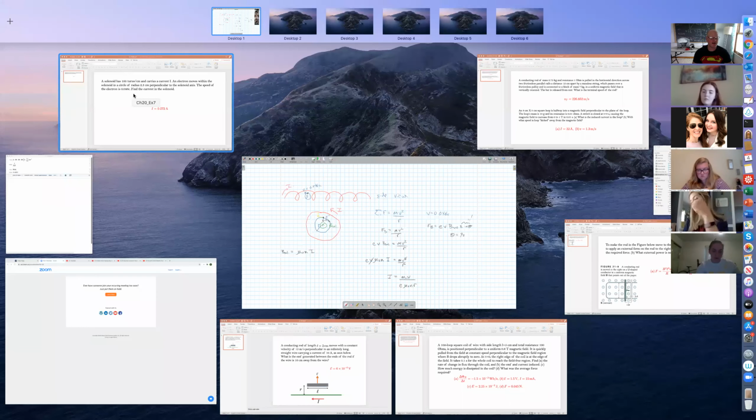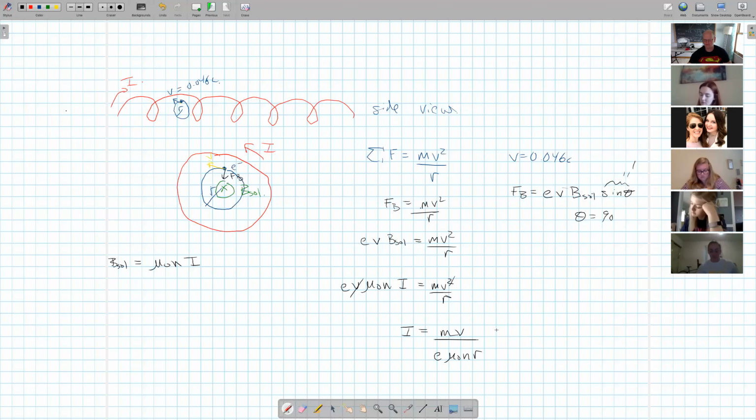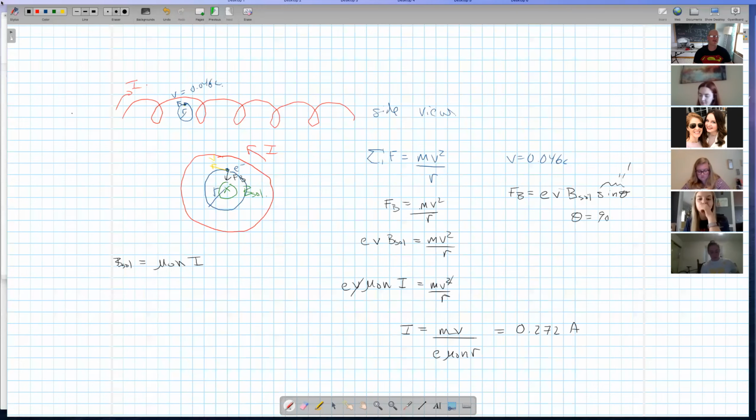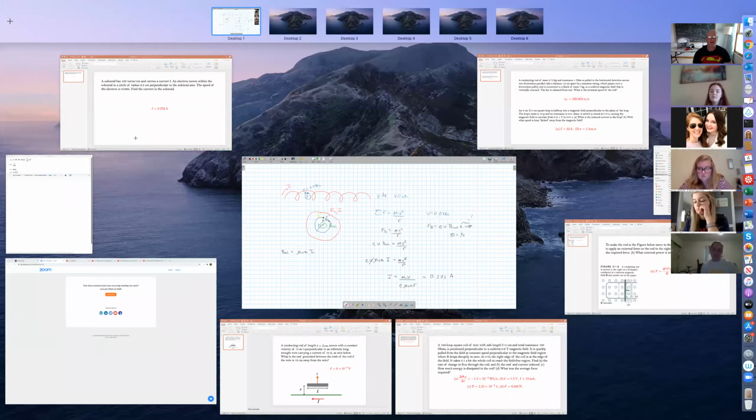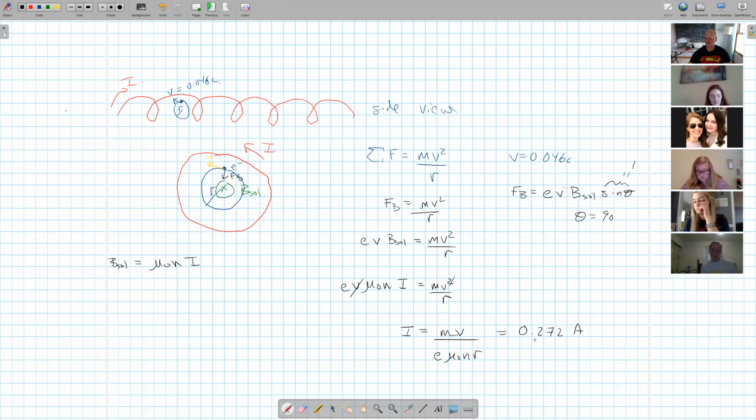Looking at our numbers, what we find is that the current works out to be 0.272 amps. So this is my current. To get this electron to undergo uniform circular motion of a radius of, what was it, 2.3 centimeters? Yeah. Then I have to have a current of 0.272 amps. If I increase the current, what would happen is that the radius would get smaller. If I decrease the current, the radius would get bigger.